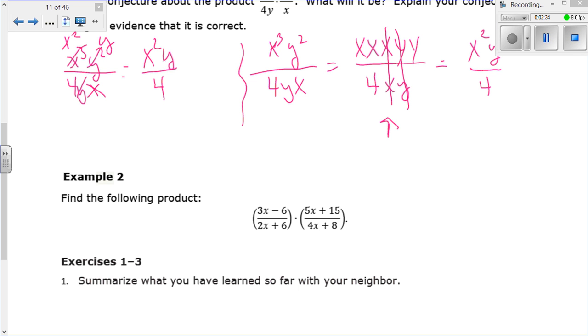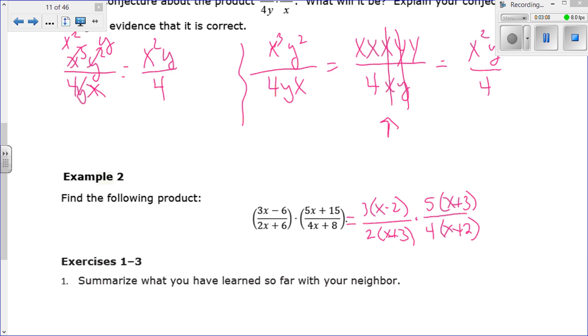I'm going to factor. So I'm going to factor here, and I will get 3 times x minus 2. And then the denominator is 2 times x plus 3. And then in this numerator, over here, there's a GCF of 5, and I'm left with x plus 3. And then in this denominator, I have a factor of 4 and an x plus 2.